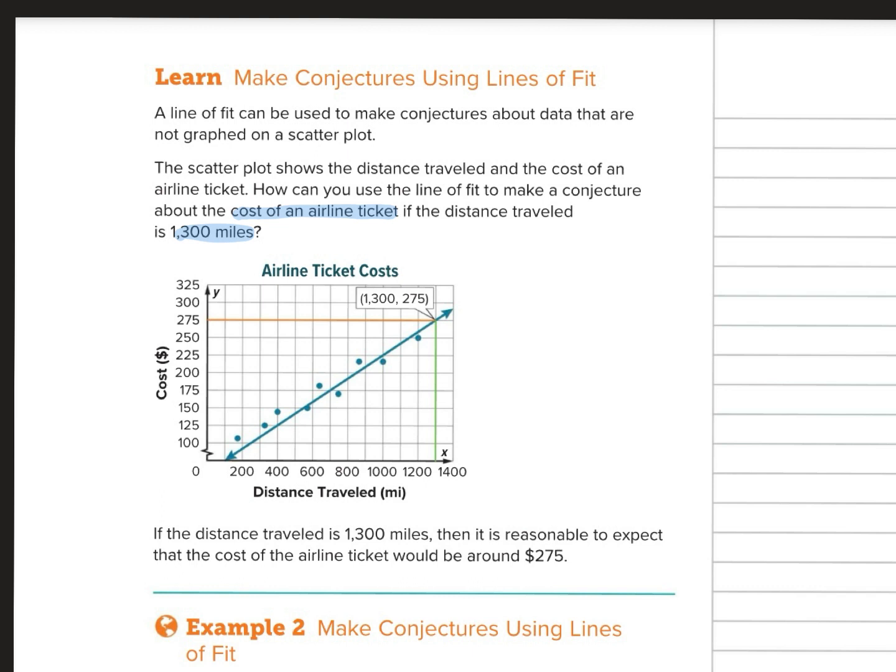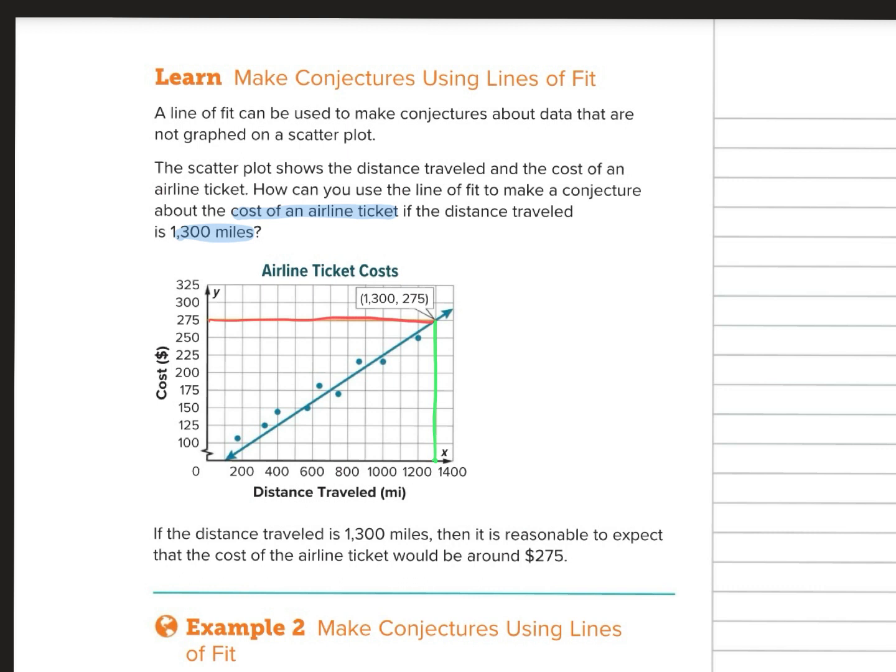Okay, so notice they've drawn it in here in green. We went over to 1,300 miles, and I go up until I hit my line. There's no data point there, but I hit my line. Okay, I hit my line at where Y is roughly $275. So I could make a prediction here and say that if I travel 1,300 miles, I'm going to roughly pay $275 here. Okay, so that's making a prediction.